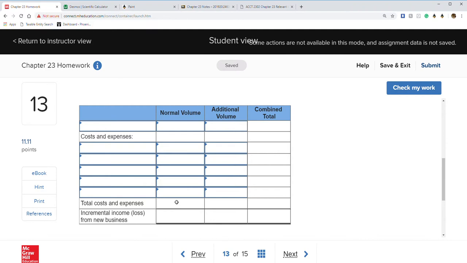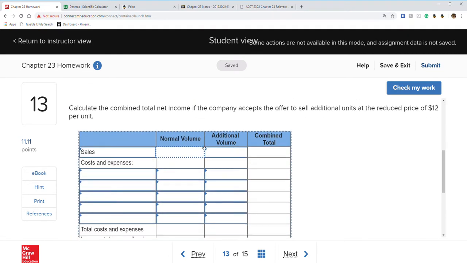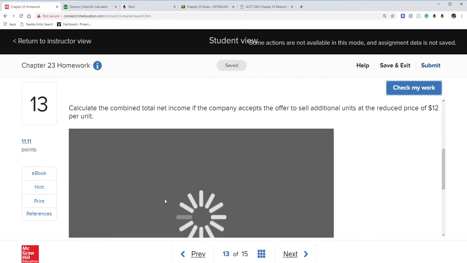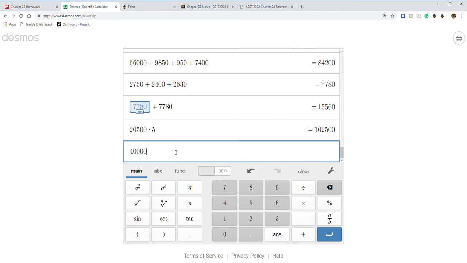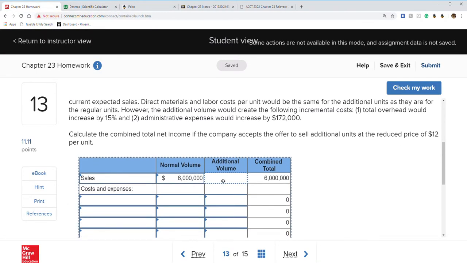So, this is going to be interesting. It's got normal volume and it's got additional volume. All right. So first off is sales. Normal volume was 6 million. See if I put enough zeros. I did. Check my work, see if they want that. They do. Additional volume is 40,000 units, but only sold at $12 per unit. So 40 times 12, 480,000 we expect to get.